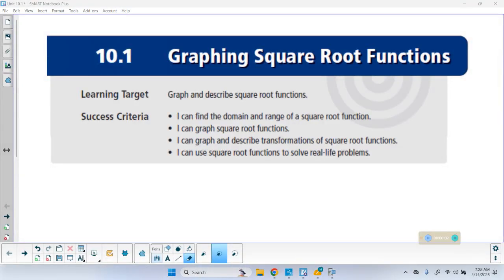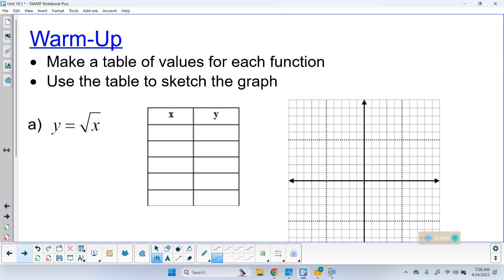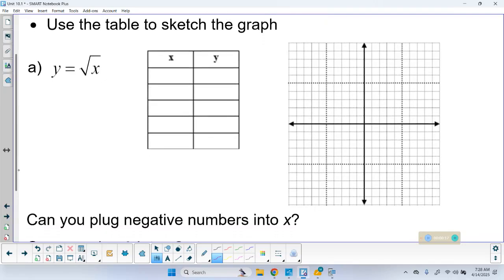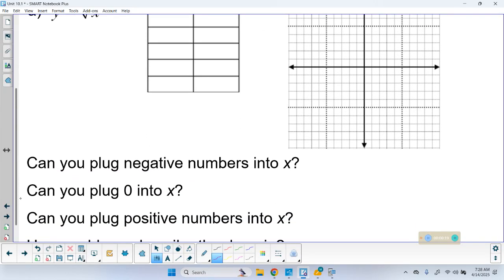Today what we are doing in 10.1 is we are going to be graphing square root functions. So we have a little warm up here and it says to make a table of values for each function and then use the table to sketch the graph. So I'm going to move this down real quick because we also have some questions over here.